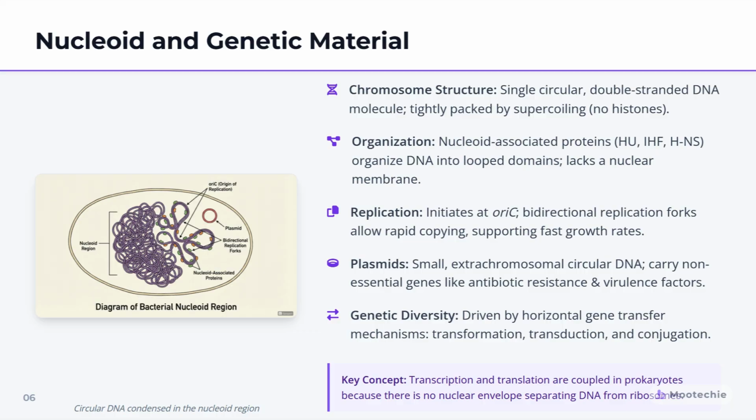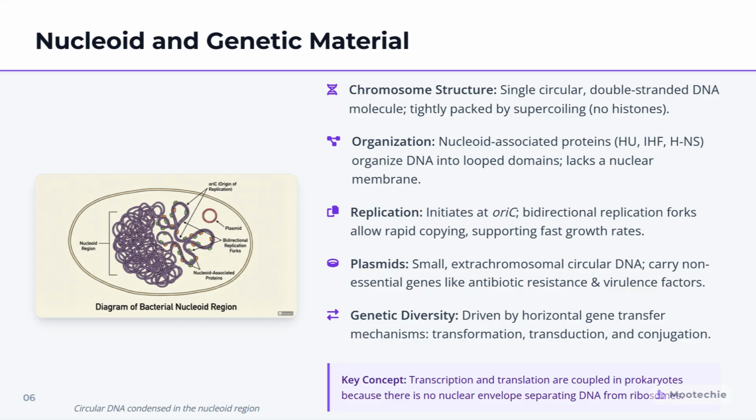Replication. It initiates at a specific origin called OriC and proceeds bidirectionally. This allows for rapid copying, supporting the famously fast growth rates of bacteria. Plasmids. These are small extra-chromosomal circular DNA pieces that carry non-essential genes like those for antibiotic resistance and virulence factors. They are like bonus toolkits the cell can carry.